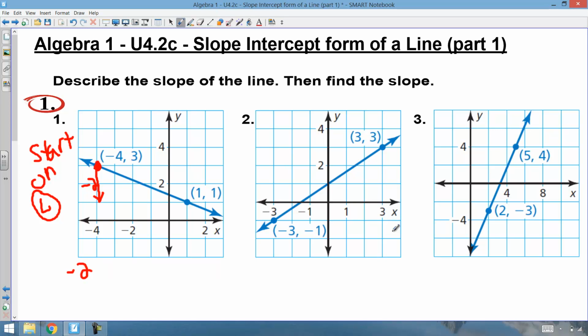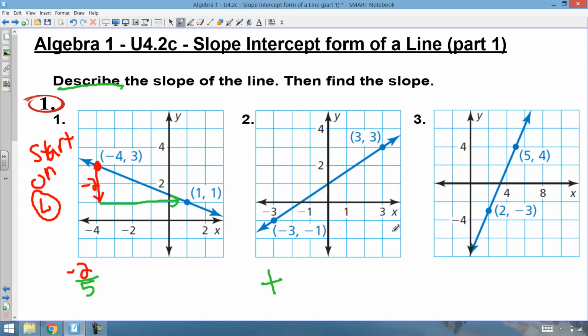We fell. If you start on the left every time, your run's always going to be positive. You're always going to be going this way to the right. And then your run's going to be positive 1, 2, 3, 4, 5. So the slope of this line is -2/5. When they say describe it, just be aware that it's a negative slope. So what's this slope? It's going up and over, so it's definitely a positive slope. That's what they mean by describe the slope of the line.